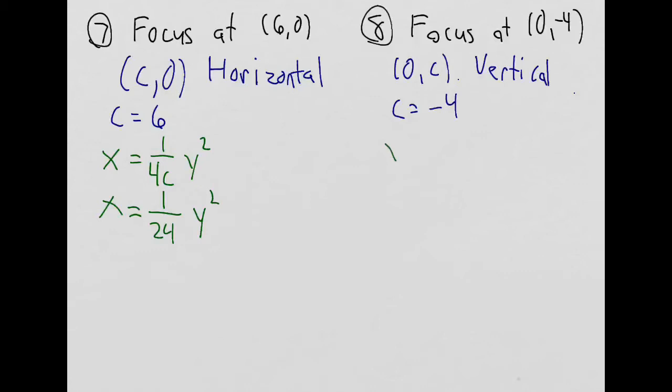So now we just have to look up our equation. It's y is equal to 1 over 4c x squared. All you have to do again is plug in c. It's that easy. So it's negative in this case: 1 over 16, 4 times 4 is 16, with a negative, x squared. That's y equals. Okay? So now let's look at some slightly more complicated problems.